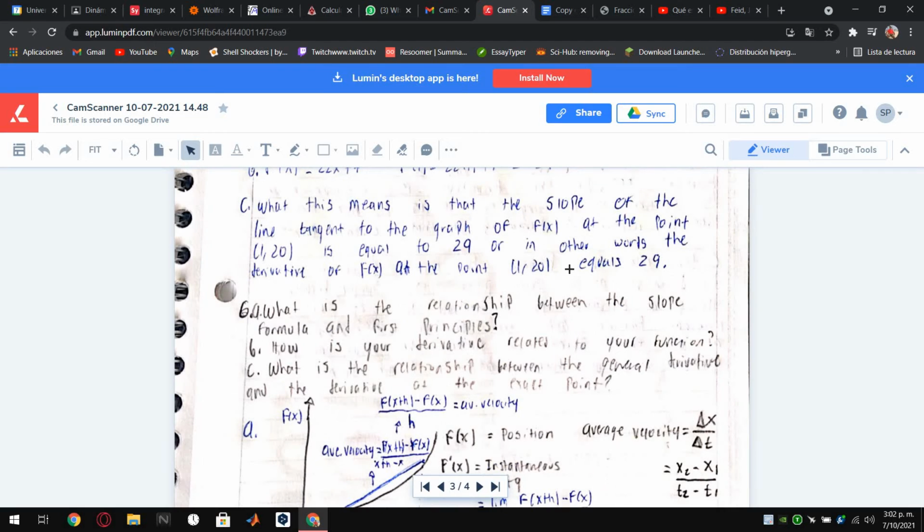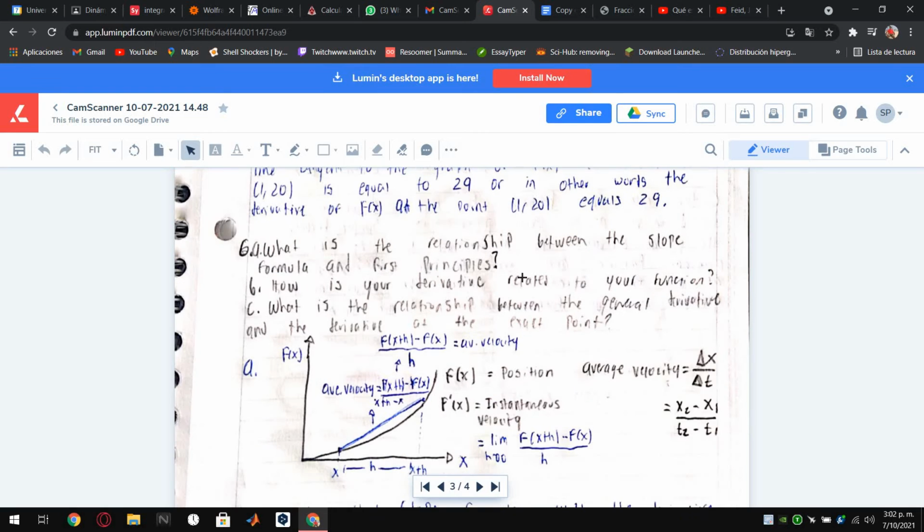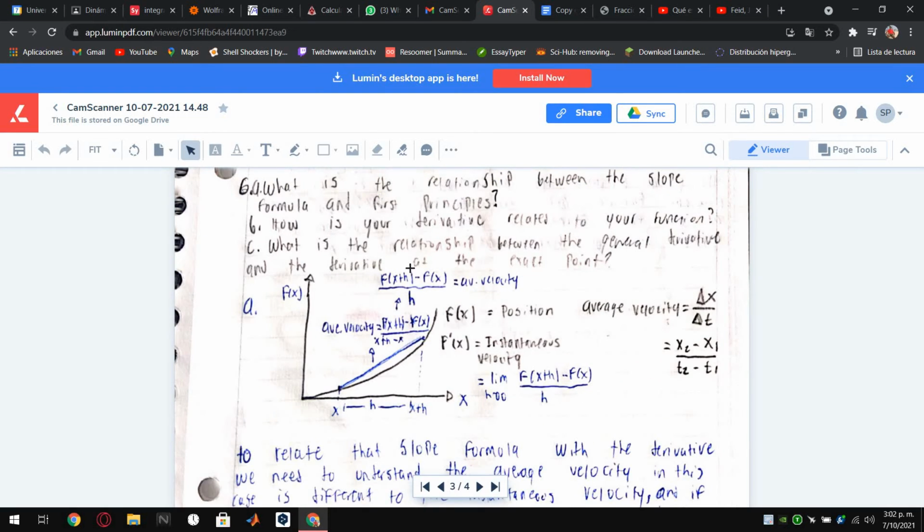Next, we have: what is the relationship between the slope formula and the first principles formula? How is your derivative directly related to your function, and what is the relationship between the general derivative and the derivative at exact points? We have this graph, in which we have a function f of x that we are going to call position.